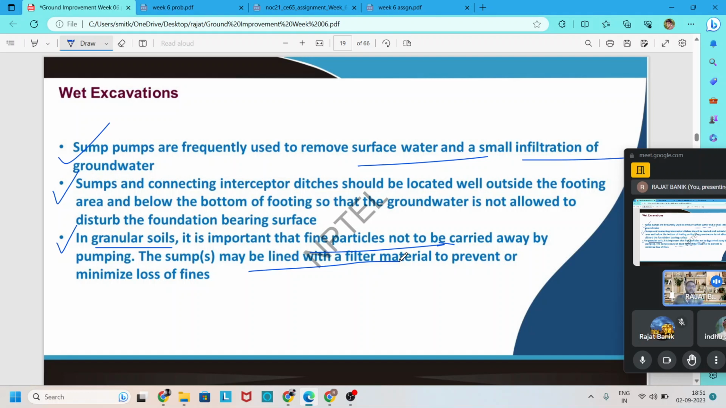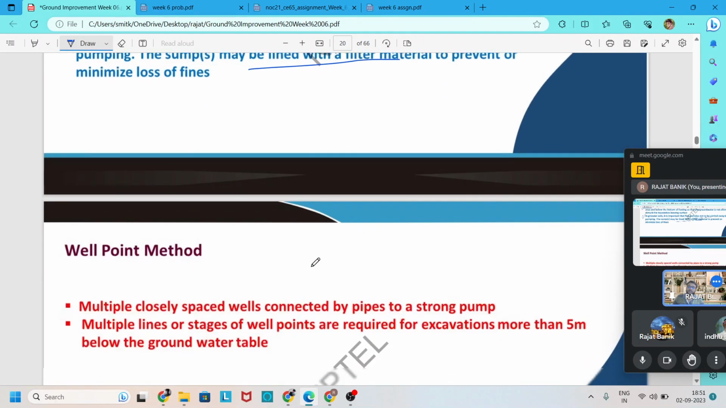If the fine particles are washed out, after a few times voids, or we can say cavities, may be created, and due to this cavity, the upper soil collapses. That does not happen if a filter is given. If filter material is given, it passes only water. Like that, we can reduce the washout of fine particles.